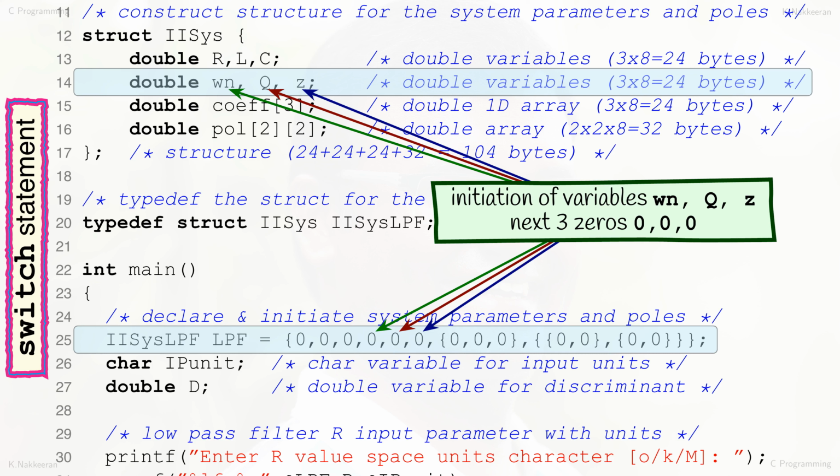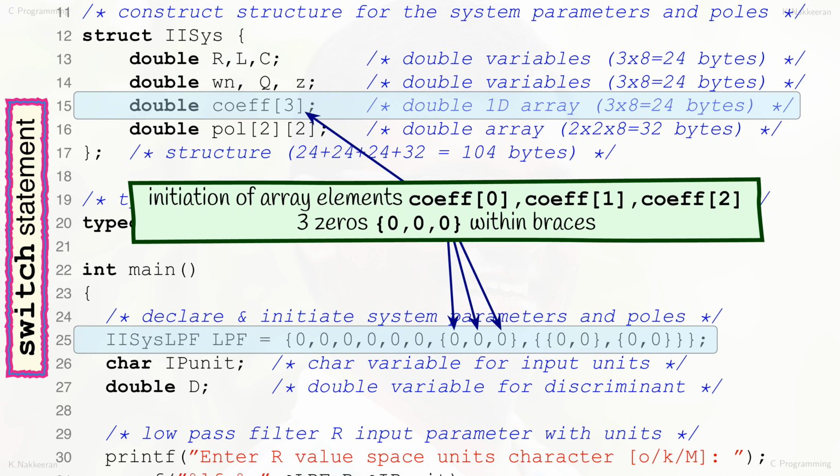Next three zeros are the initial values for the variables W and Q and Z within the structure LPF of type IISys as defined in line 14. Next three zeros within braces are the initial values for the one-dimensional array COEF of size 3 within the structure LPF of type IISys as defined in line 15.